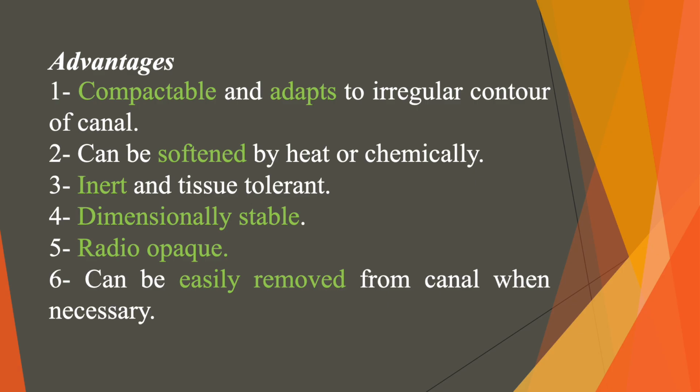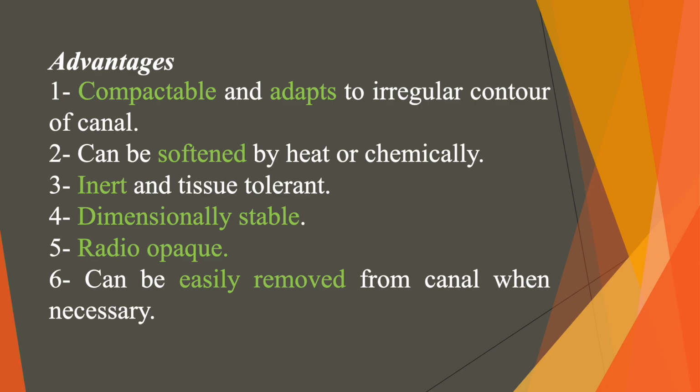It can be softened like we said before. We can soften the gutta percha by heat or chemical. We talked about the heat previously, and we will talk about the chemical softening later. Inert material: it doesn't cause any periapical lesion or any irritation to the periapical tissue. Dimensionally stable: yes, there is slight shrinkage in the gutta percha, but it is acceptable.